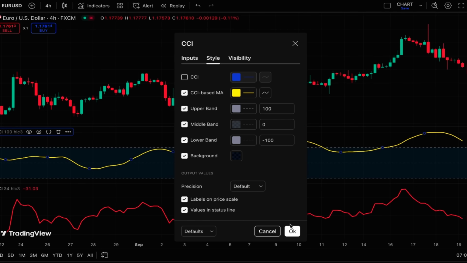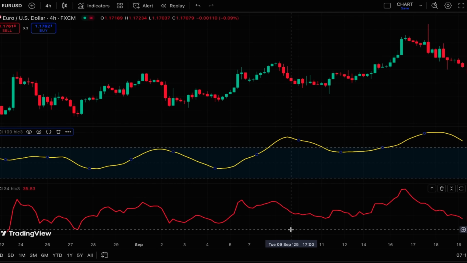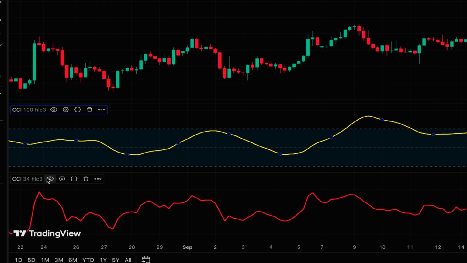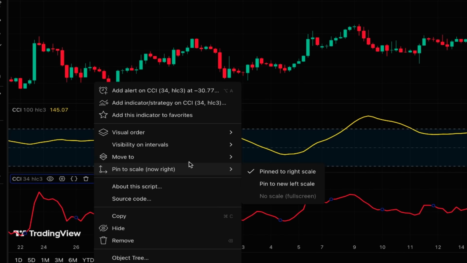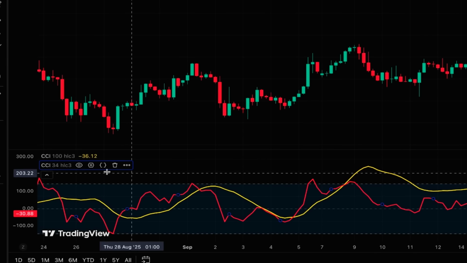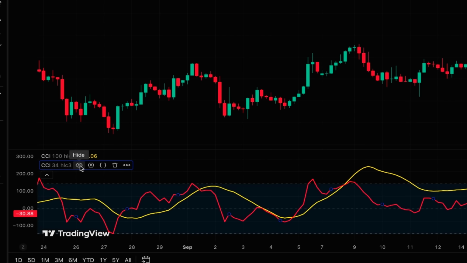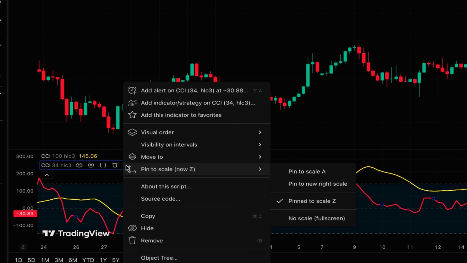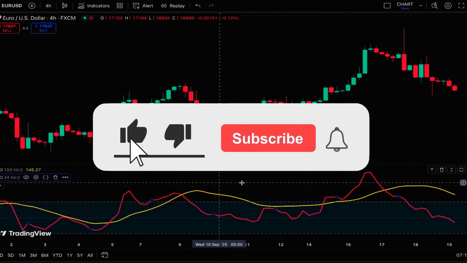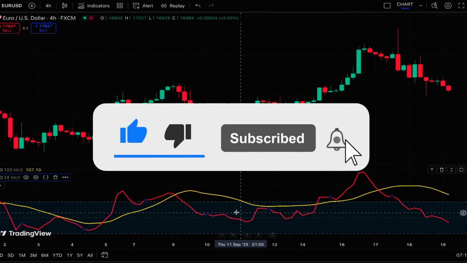Alright, we're done with the settings of this CCI, and now in a similar way, we're going to combine them. For this CCI at the bottom, which has a length of 34, we click on more and then move to, and we click on existing pane above. And for the same CCI with length of 34, again we click on more, then pin to scale, and we click on pin to scale A. Alright, everything is already set on the chart, and let's see how we can find trading opportunities with the help of this setup.